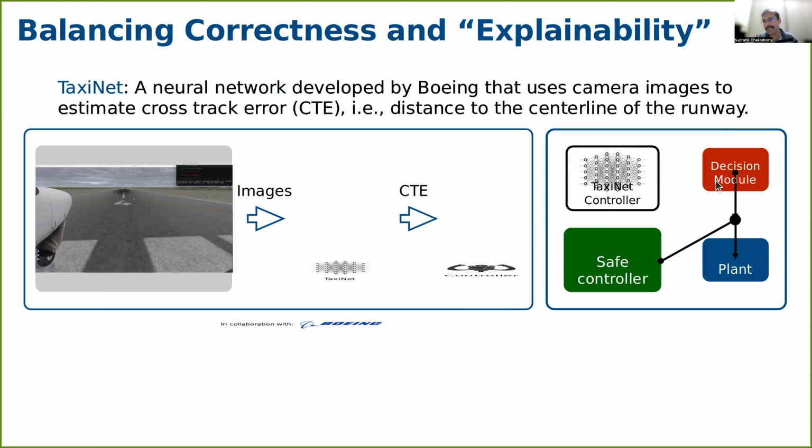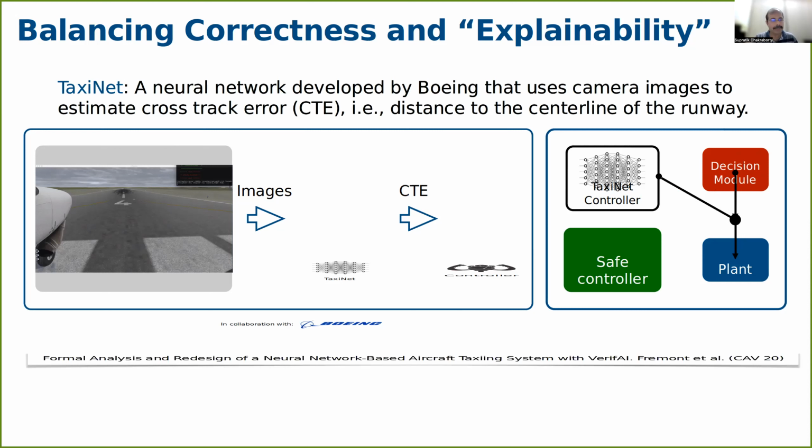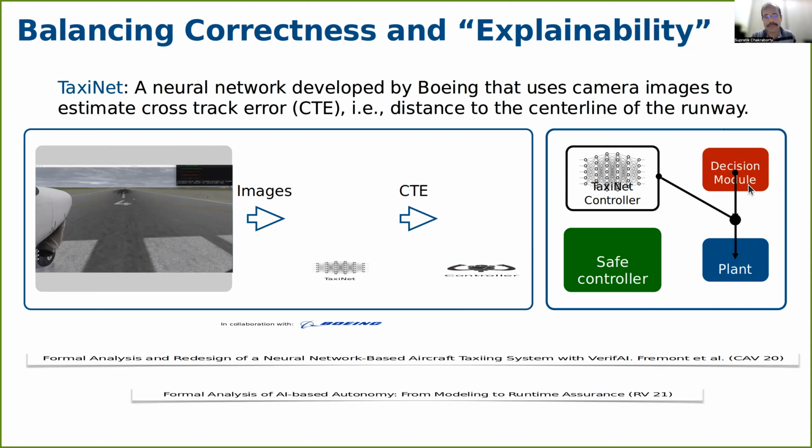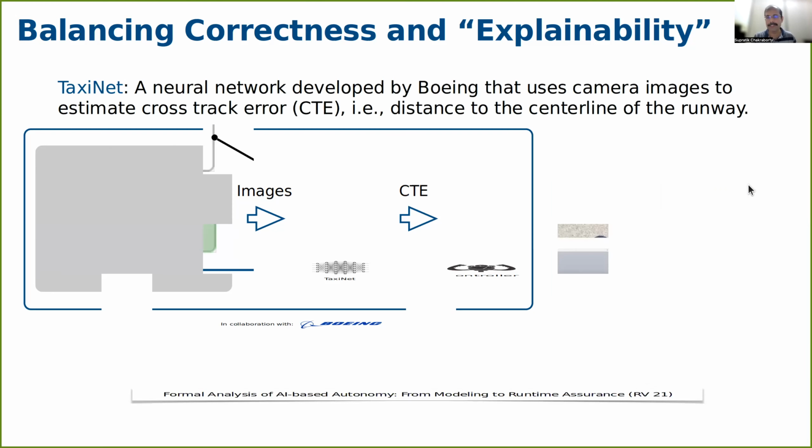Okay, so as I said, the decision module can switch from one to the other depending on the circumstances. There is already some work that has been done on it. Once again, I have no idea why this aspect ratio is changing here, but this is just saying that there are some previous papers which have also tried to look at the design of this taxinet controller and the design of the decision module. And what we are trying to do is provide an explanation for the decision module, which itself is an ML component.